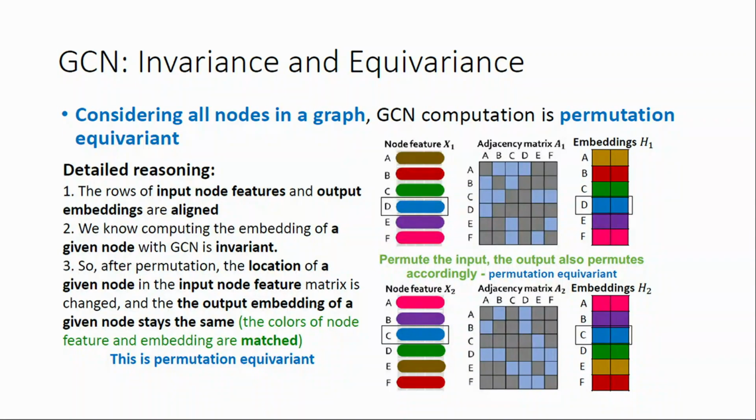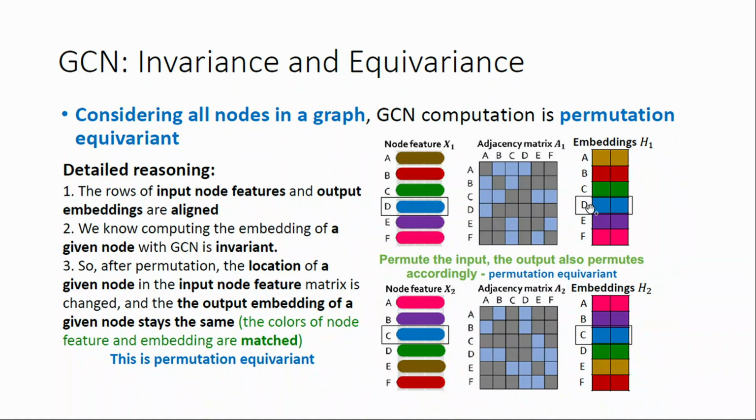Okay. So for this permutation equivariance, there are several reasons why this can be equivariant. It's a bit lengthy here, but I'm just going to read it out. First of all, we can write the matrix operation such that the input node features and the output embeddings are always aligned. We don't mess up their dimensions. And we also know that for each node, if you change the order in here, the embedding of the node will remain the same, right?